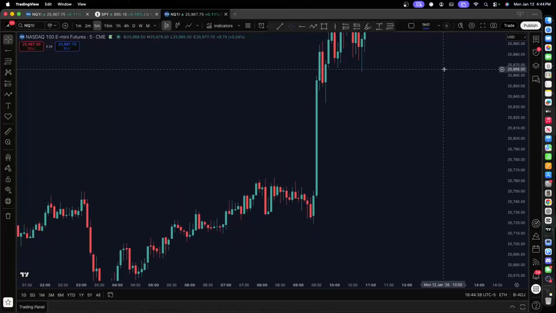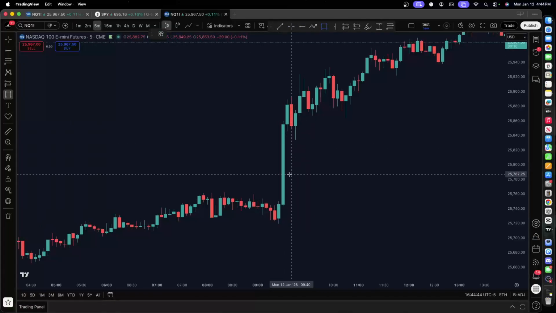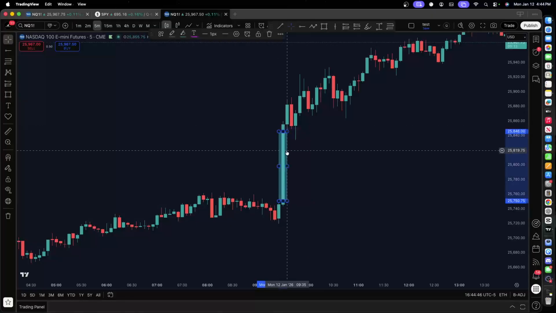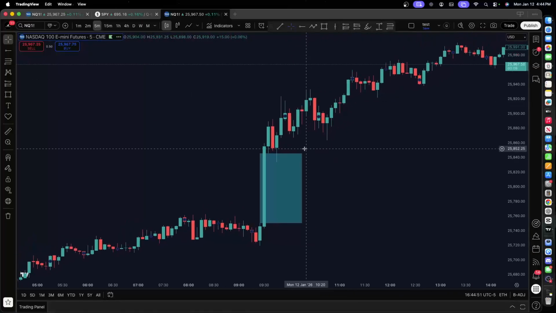As you see right here in this example, we had a break of structure. Bam. We see the retracement. Bam. Into a building block. Bam. You long it. And you can catch that in so many different ways.